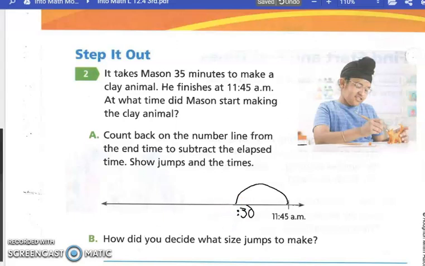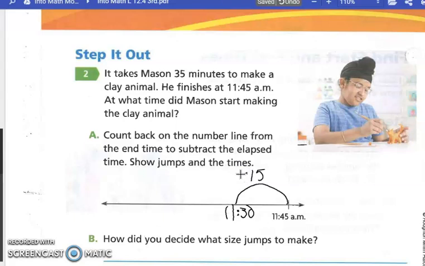Okay. And remember, we're AM. So this is when we're eating lunch. Now we've got to go 35 altogether, and that was 15. So we subtracted 15 from 11:45.